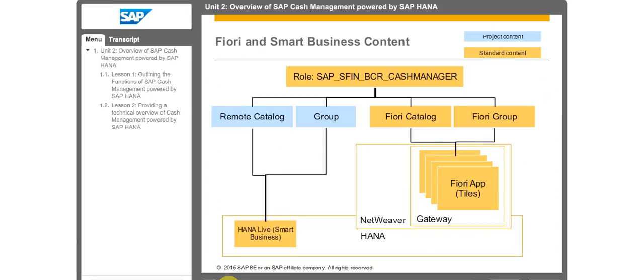To consume information of Fiori and Smart Business content by installation of SAP Simple Finance add-on, we already have the Fiori catalog and Fiori group from which you can directly consume information of Fiori application. This is for the transactional Fiori application, while for the analytical Fiori or for the Smart Business content in the consumer project, you need to set up the remote catalog and group to enable Smart Business application content.